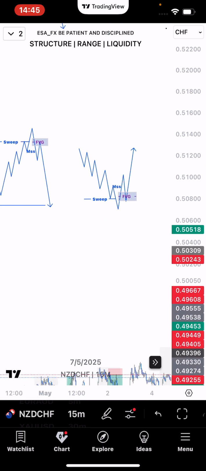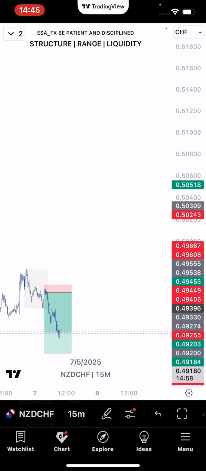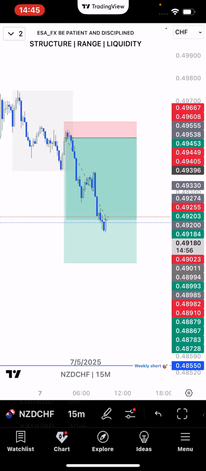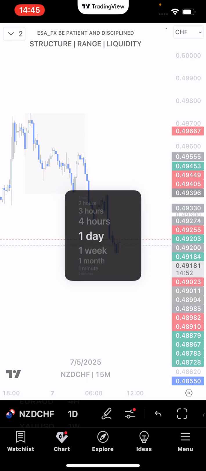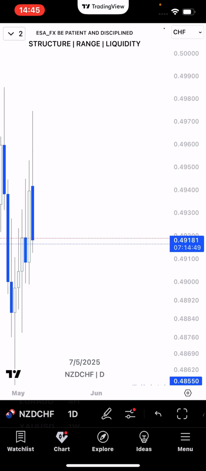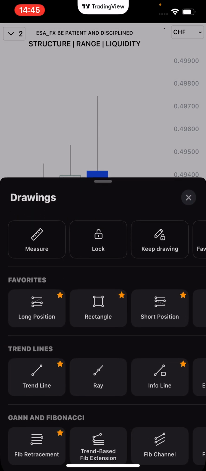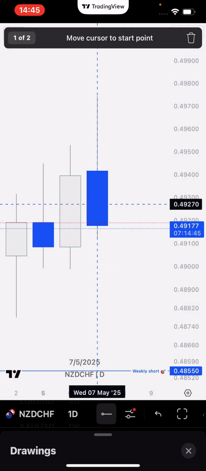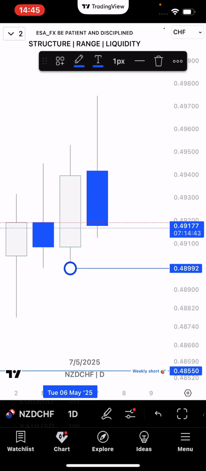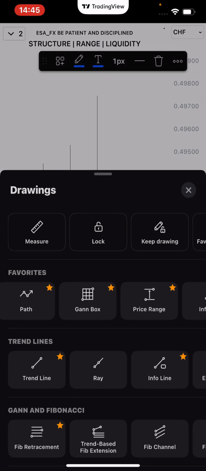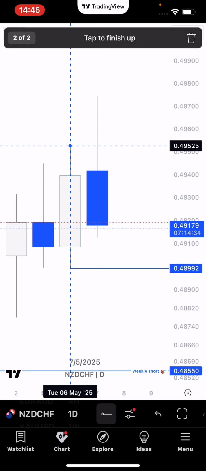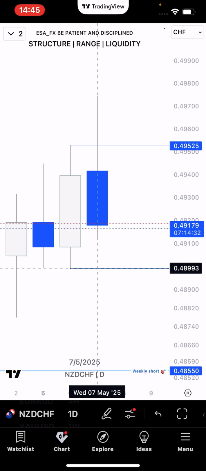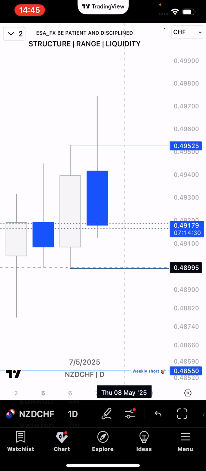Currently on the NZD CHF chart. I think it happened today. Yeah, let's use this very day's one. So yeah, this is the daily candlestick chart. Let's work with this daily candlestick chart for this very day. So this is my previous day high, and this is my previous day low.